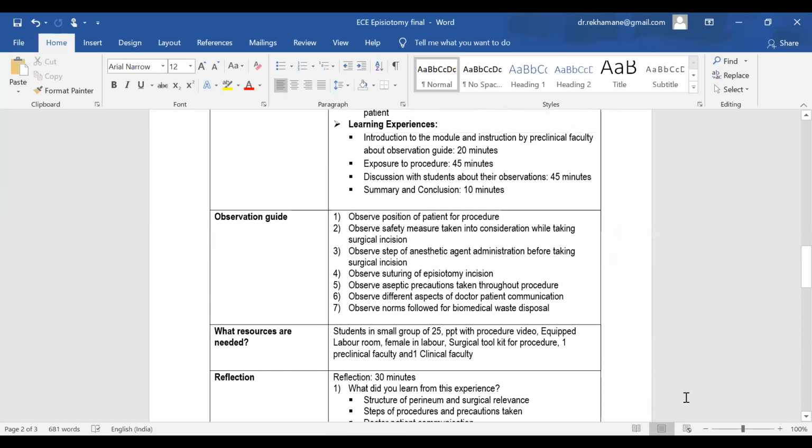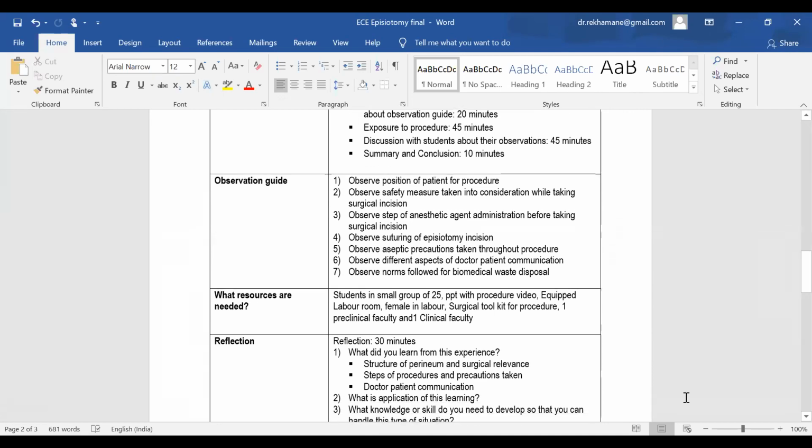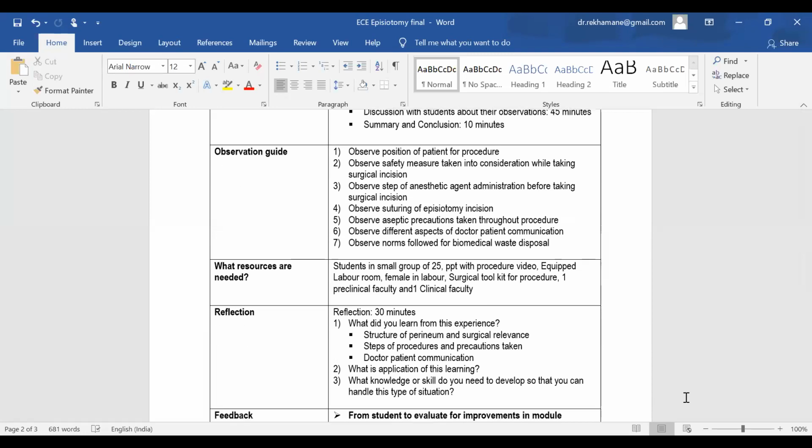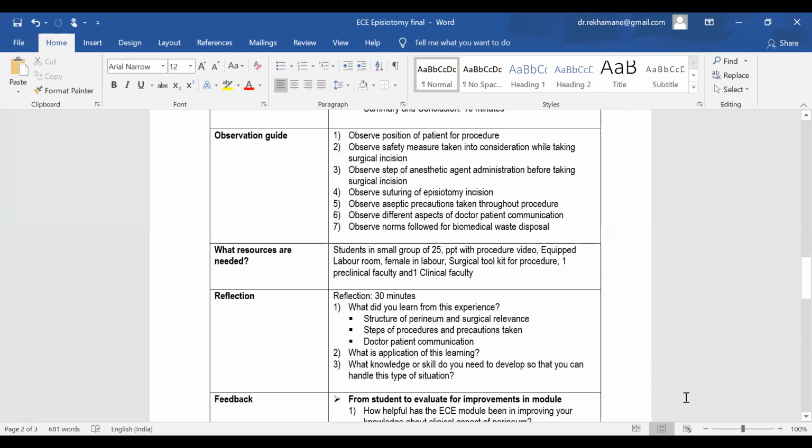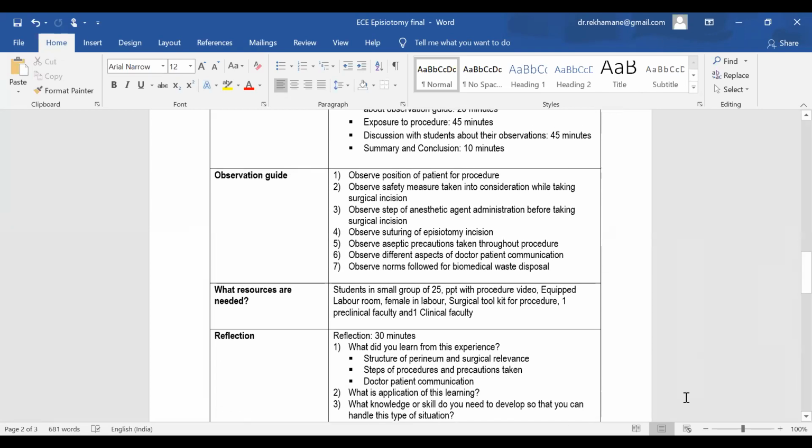So what is the observation guide? Students are provided with the observation guide. Checklist is this: observe position of patient for procedure, observe safety measures taken into consideration while taking the incision, observe step of anesthetic agent administration before taking a surgical incision, observe suturing of the incision, observe aseptic precaution taken throughout the procedure, observe different aspects of doctor-patient communication, observe norms followed for the biomedical waste disposal.